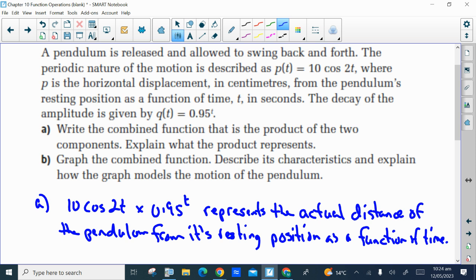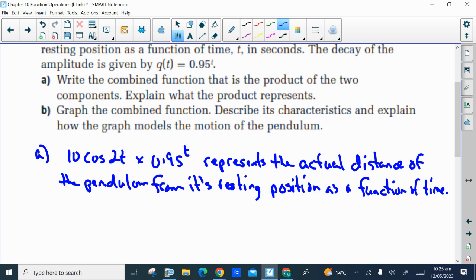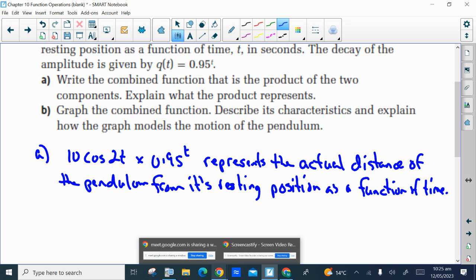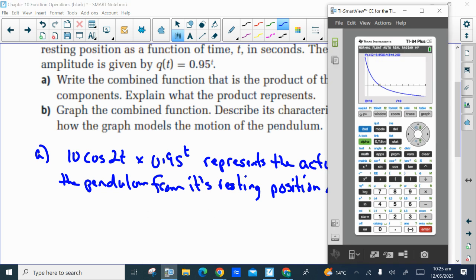That's what it is, right? Because that first formula represents the horizontal displacement. The pendulum's going back and forth, right? So its horizontal distance is what's being measured. And it slows down or it decreases that distance over time. And that decrease factor is 0.95. It's 95% of the distance it was in the previous cycle, if you want. So part B says, graph the combined function, describe its characteristics, and explain how the graph models the motion of the pendulum. So back to the calculator we go.